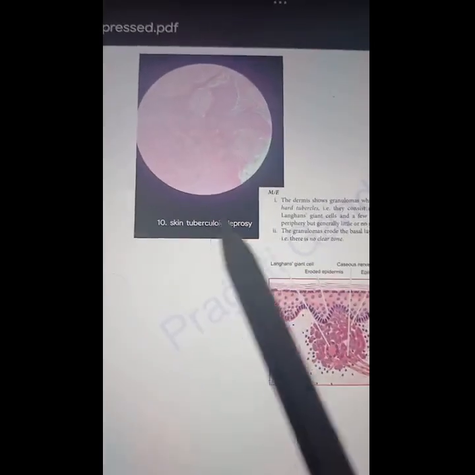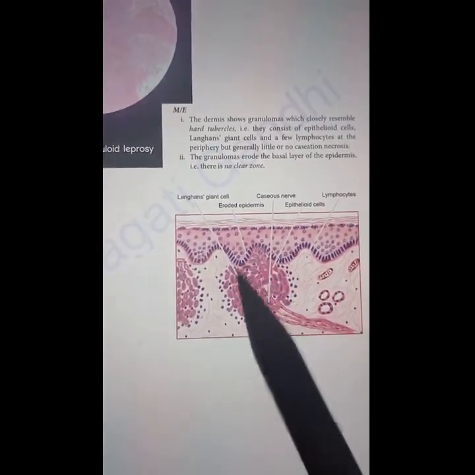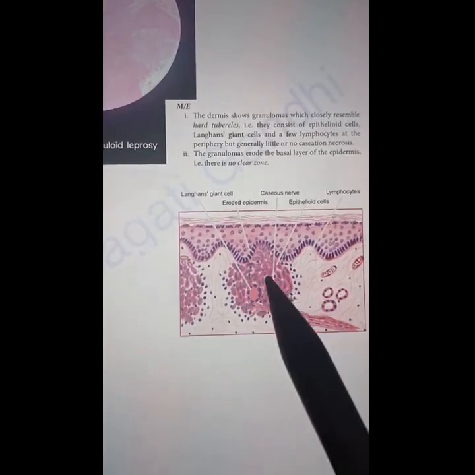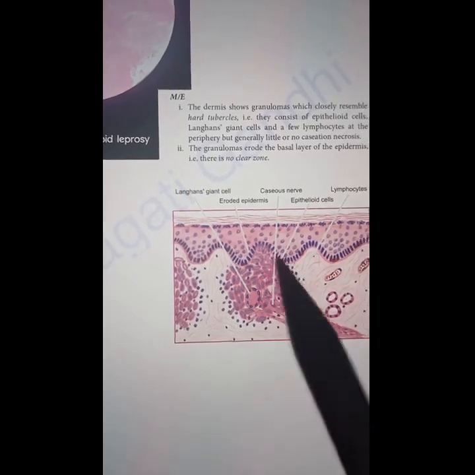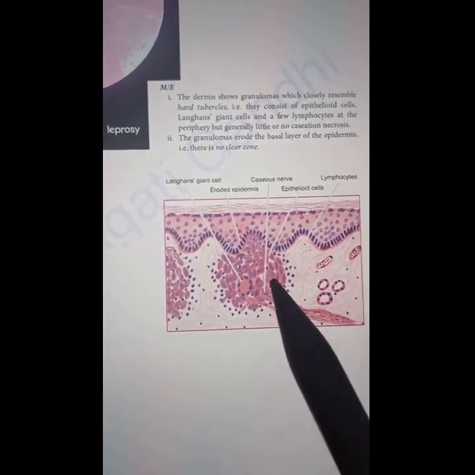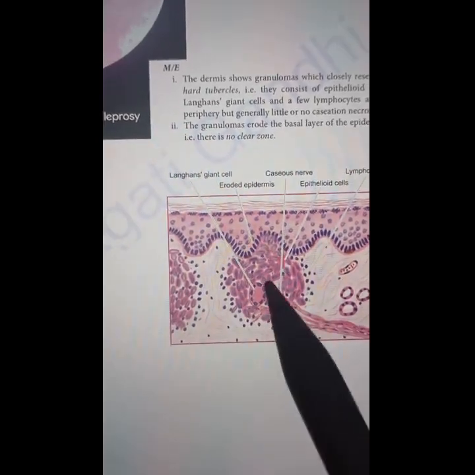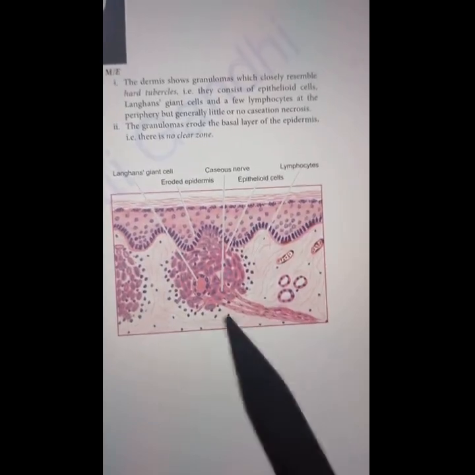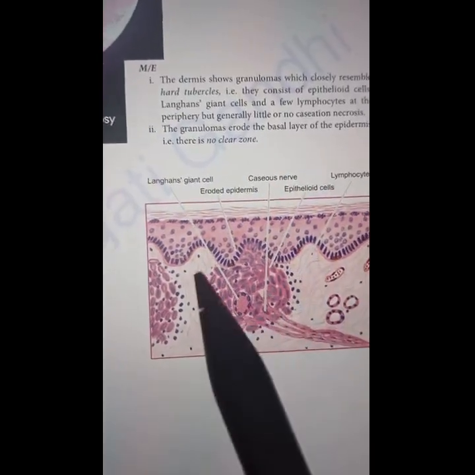Next is the skin in tuberculoid leprosy. Here what you find different is that there is no clear zone of separation between the basal layer of the epidermis and the dermis. So basically the epithelioid cells erode the epidermis, as you can see over here, and there is also granuloma formation because they closely resemble hard tubercles, in which we find epithelioid cells, Langerhans giant cells, lymphocytes, and a caseous nerve, and this granuloma will erode the epidermis, as we can see here.